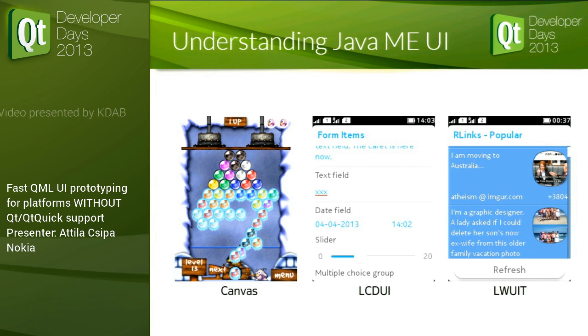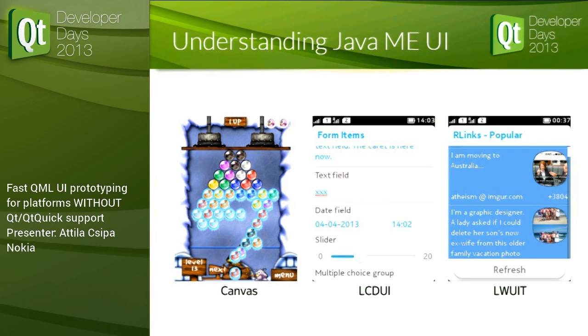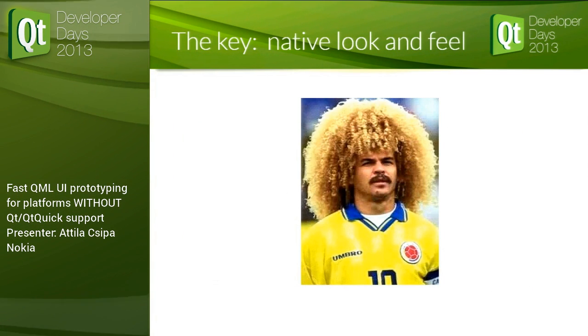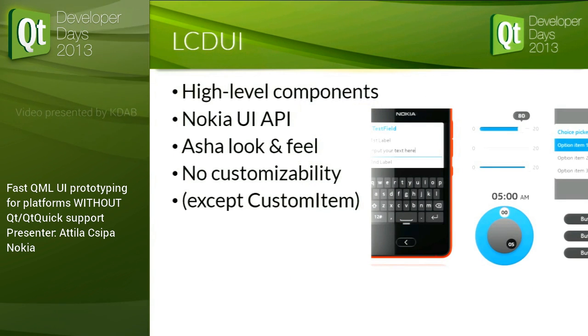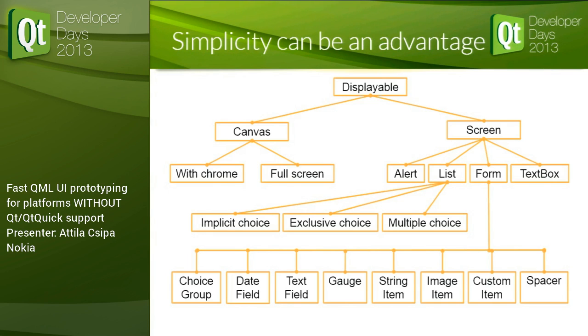So let's get our targets here. We want native-looking UI. We want it fairly simple, and we want it quick. So key, native look and feel. We are there for the right looks. And LCD UI is the winner in this regard for us. It's a fairly high-level component widget set that it provides us. It gives us the Nokia UI, the platform look and feel. It cannot be customized much, though, but that's not really a problem, because simplicity can be an advantage.